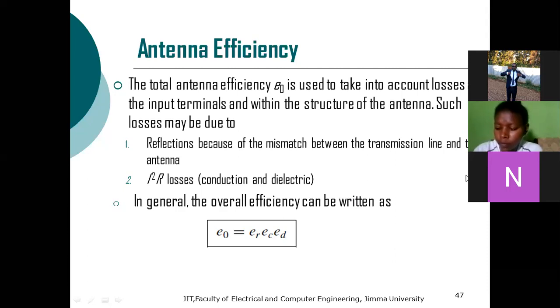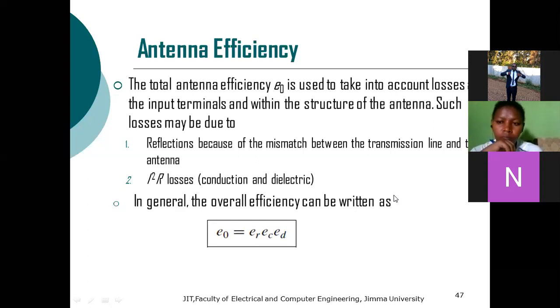Welcome to our third lecture on modern antenna system engineering. Last time we discussed antenna parameters, and I would like to revise some of them, like antenna efficiency that we discussed last time, and then formulating antenna efficiency.